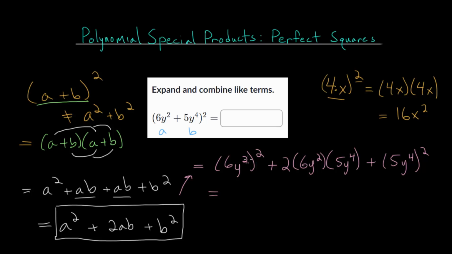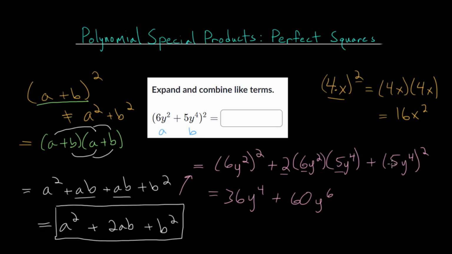So 6y squared squared, we're multiplying this twice, so we get 36, and y squared squared is y to the fourth. If you have an exponent and you raise that to an exponent, you just multiply those. Or we essentially have y squared twice, so y squared times y squared, and so that's how you get 4 of those. And then here we can multiply all the number terms together first. So 5 and 6 make 30. 30 times 2 is 60. And then y squared times y to the fourth, we've got 2 y's here, 4 more there, and so in total we have 6 of them.